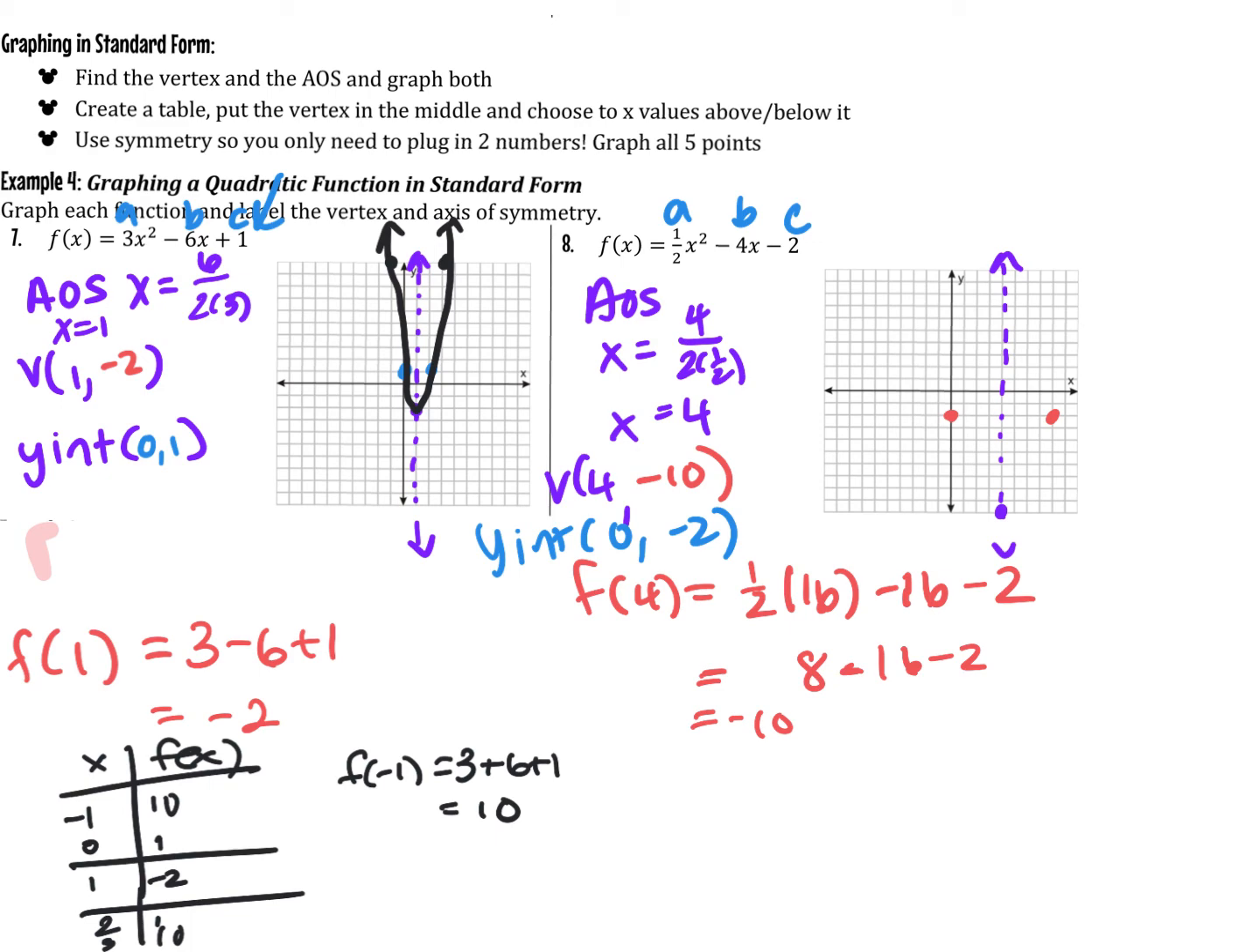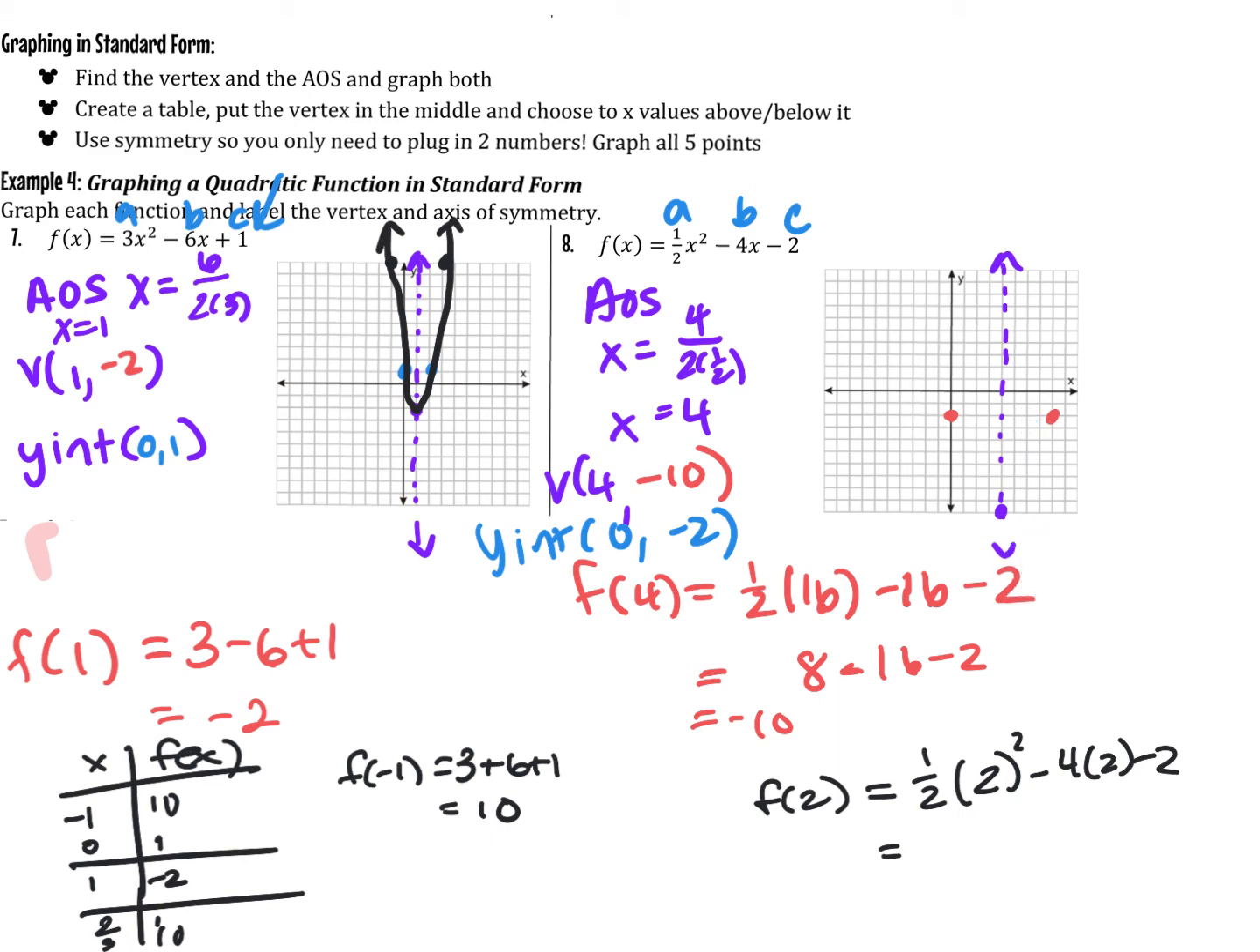What's an easy number to plug in here? I'm going to plug in 2. So I'm going to find f of 2: 1/2 times 2 squared minus 4 times 2 minus 2. And I'm just picking 2 because I can tell that it's going to be in between here somewhere, which means I can reflect it over here.